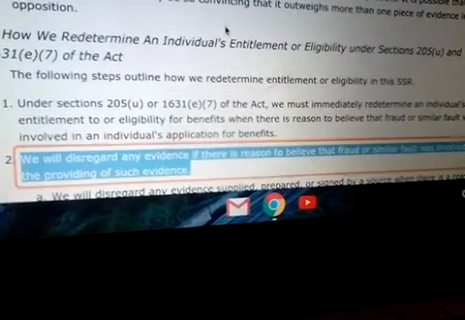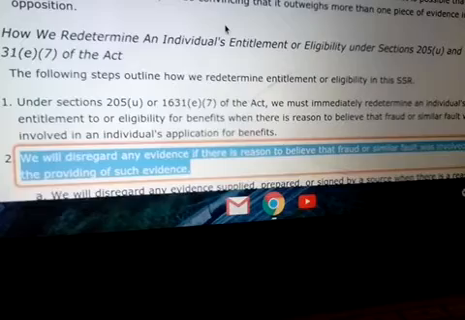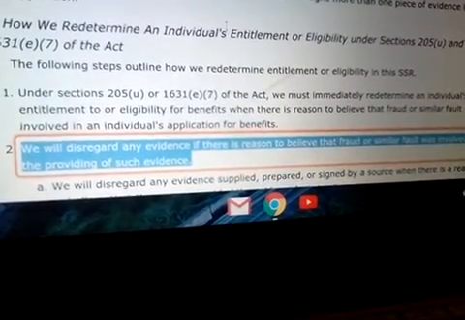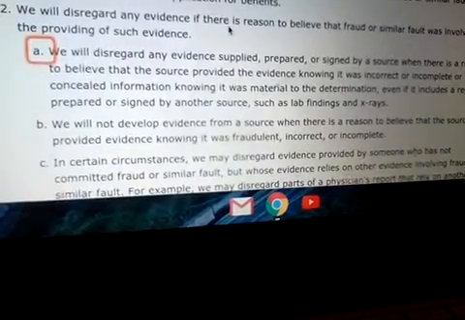2. We will disregard any evidence if there is reason to believe that fraud or similar fault was involved in the providing of such evidence. a.